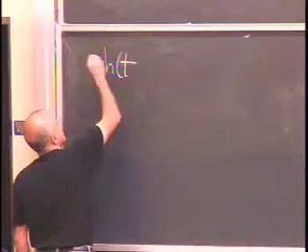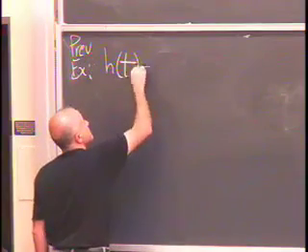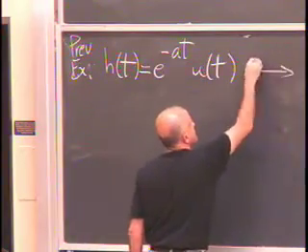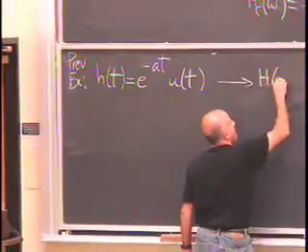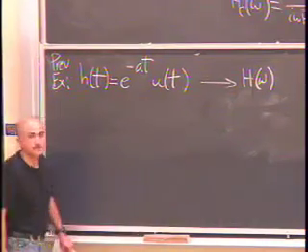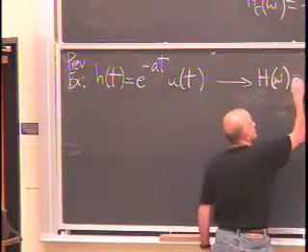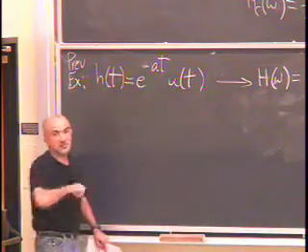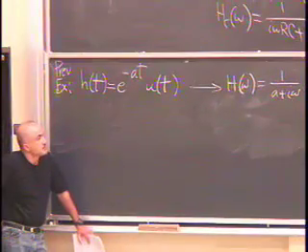And then we made a connection with an earlier example that we had done, where we had looked at h of t being e to the minus a t u of t. And what did we get for the frequency response to that filter? One over a plus i omega. This is one of those time domain, frequency domain pairs of functions that you'll be using a lot, and you'll practically memorize as we go through the course.